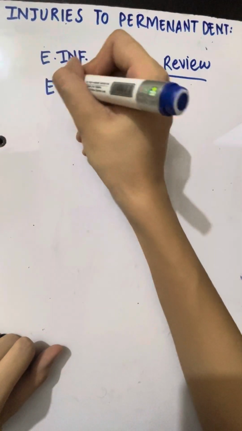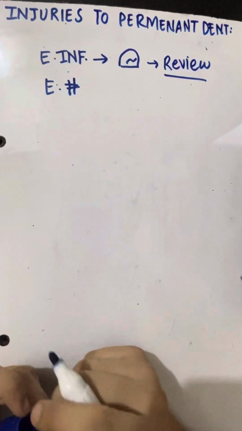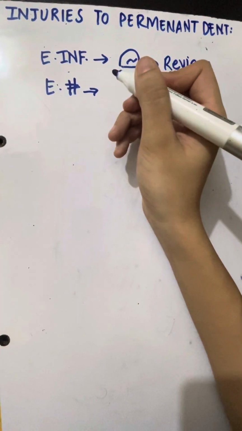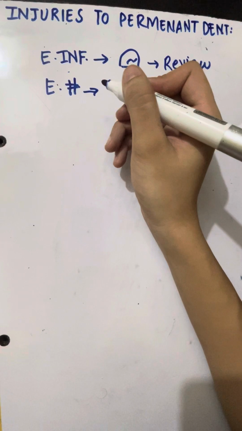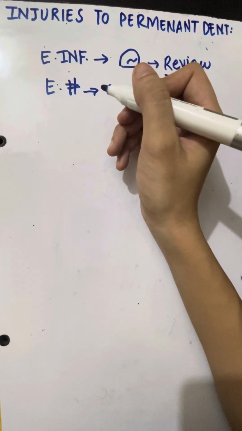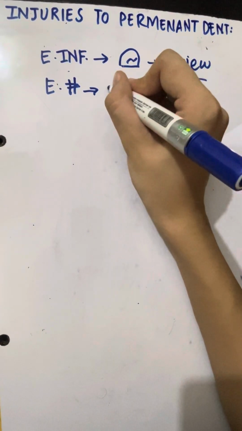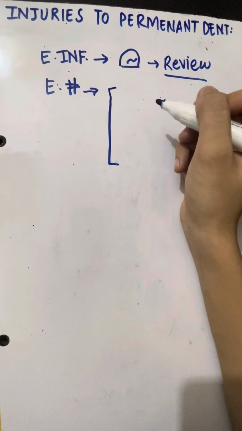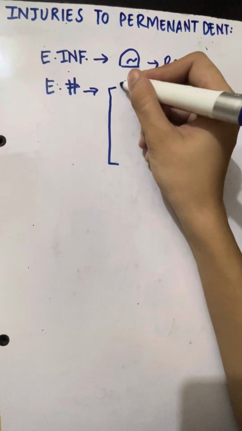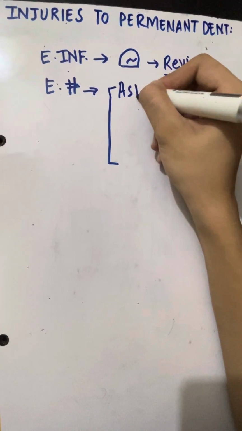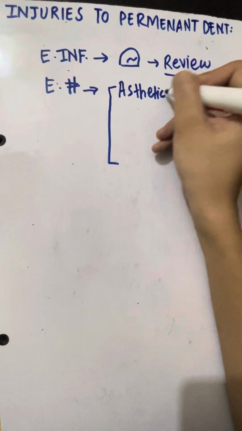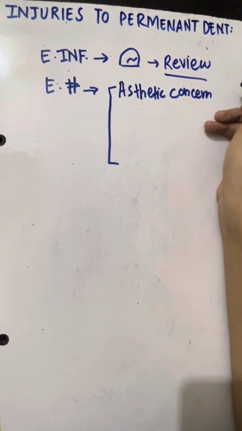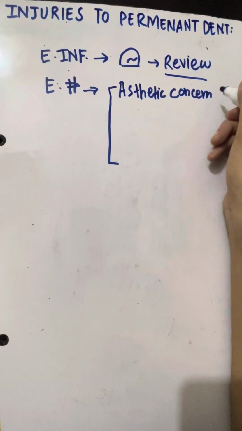The second one is enamel fracture. What is enamel fracture, and what will we do for it? It is a loss of tooth substance in enamel. We will act according to the situation. We have three options for enamel fracture. The first is if there is any type of aesthetic concern, we will go for restoration.